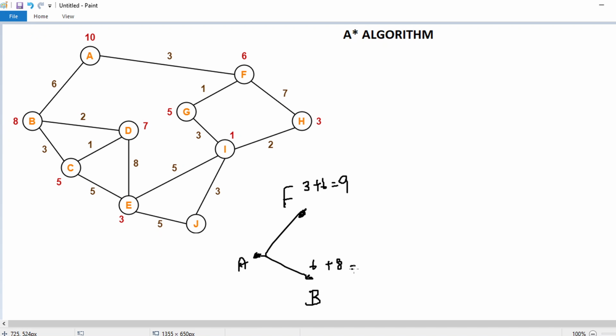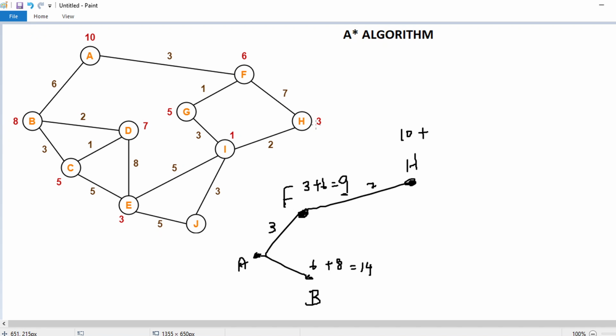To reach B it is 6, from B it is 8, so it is 14. Out of this one, the smaller we have to select. It's also greedy, so we are just extending. From F, there is a possibility of H. To reach H, the G value is 3 and 7. Okay, so 10 is the G value.